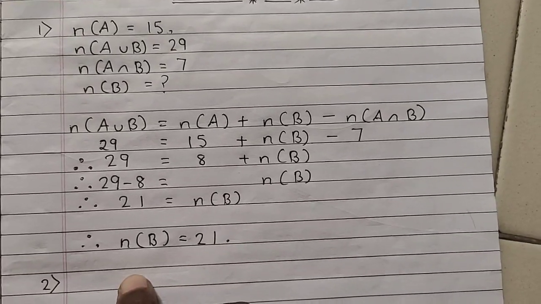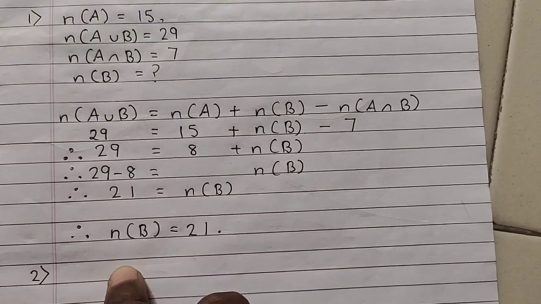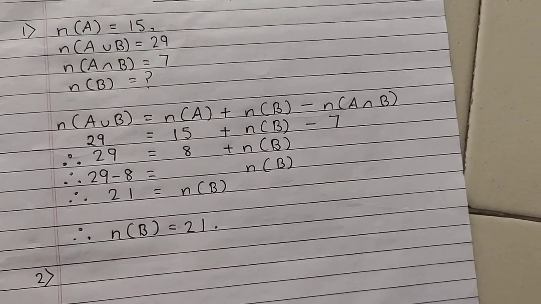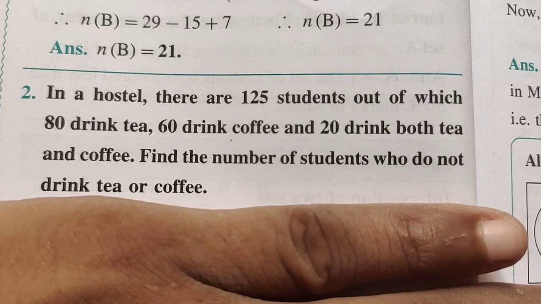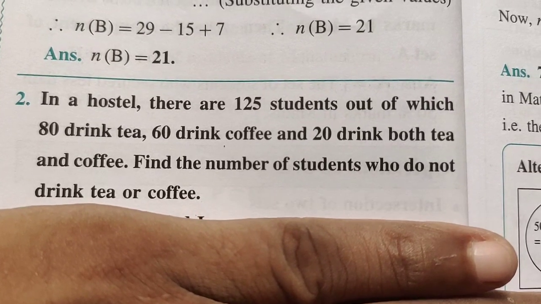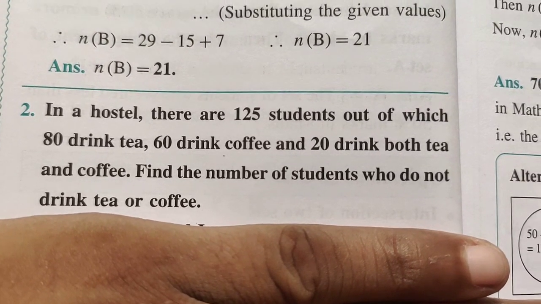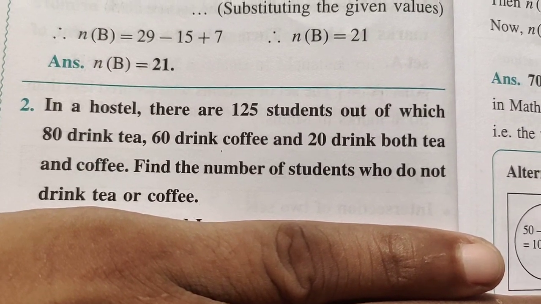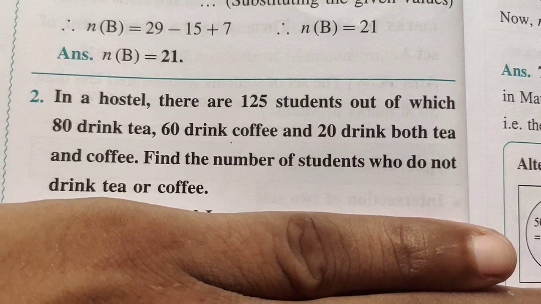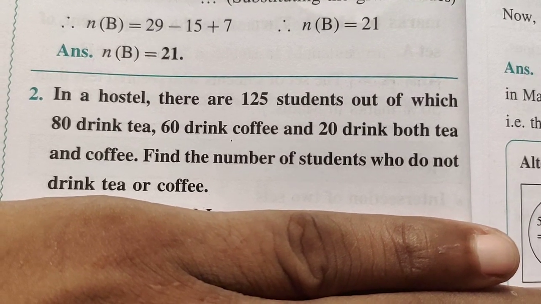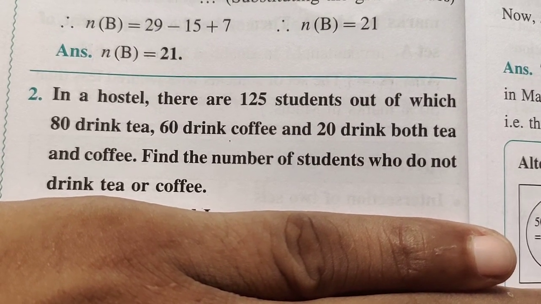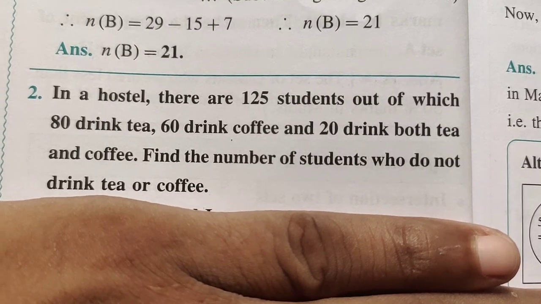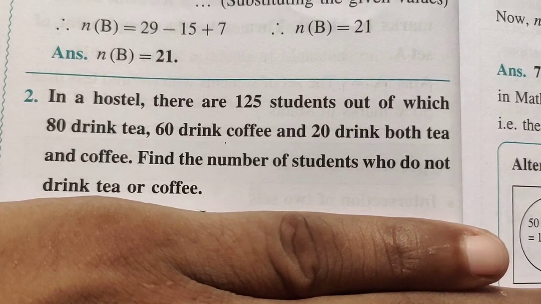Now we will move to our next question, that is question number 2. Let us see the question first. What is written in the question? In a hostel, there are 125 students, out of which 80 drink tea, 60 drink coffee, and 20 drink both tea and coffee. Find the number of students who do not drink tea or coffee.